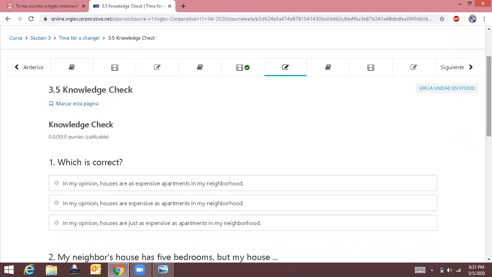Okay, so let's check the first question. Which is correct? Number three. In my opinion, houses are just as expensive as apartments in my neighborhood. Okay. Do you agree with Pedro? Do you agree that number three is the best answer? Yes, number three is the best option.